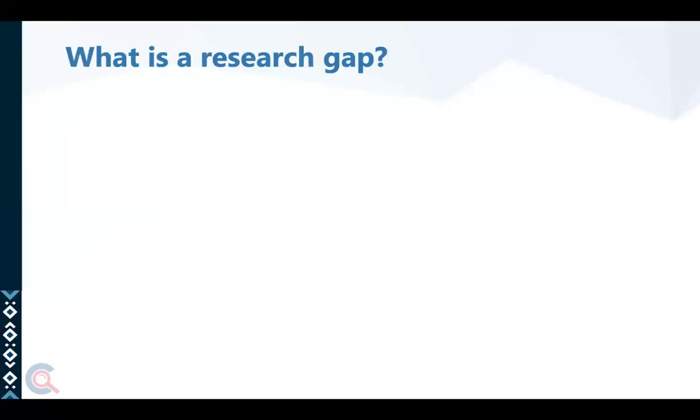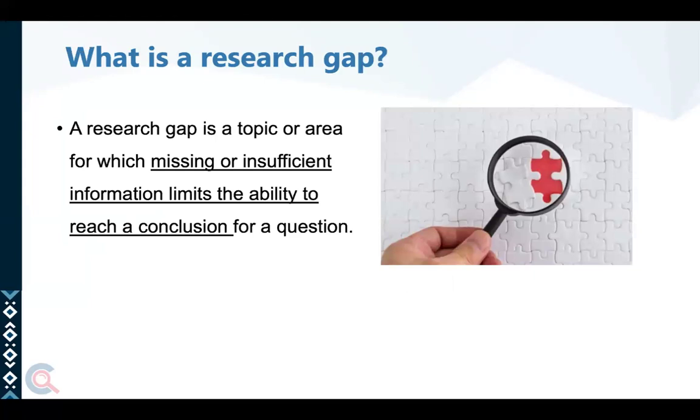To define a research gap, we can say a research gap is a topic or area for which missing or insufficient information limits the ability to reach a conclusion for a question. So it is a topic or an area, and based on the existing information, or maybe the lack of that information, we cannot answer a research question.